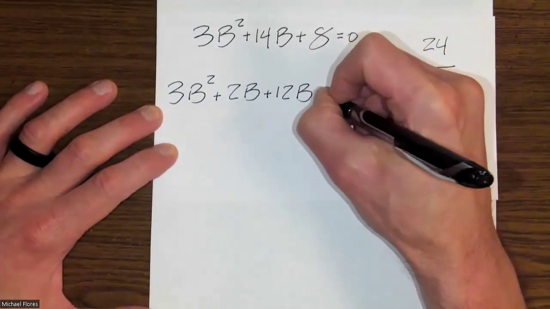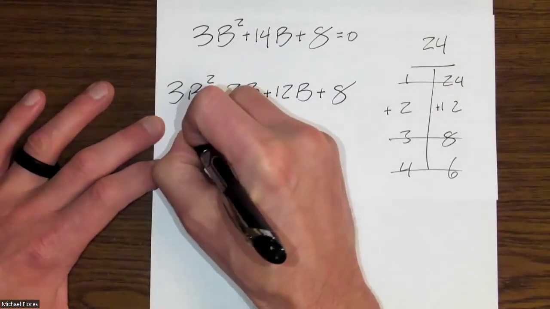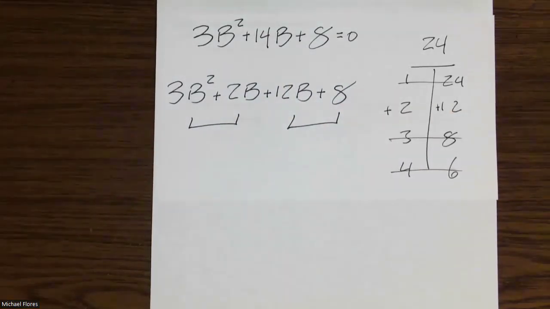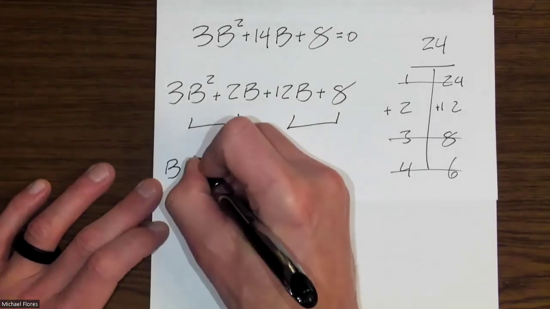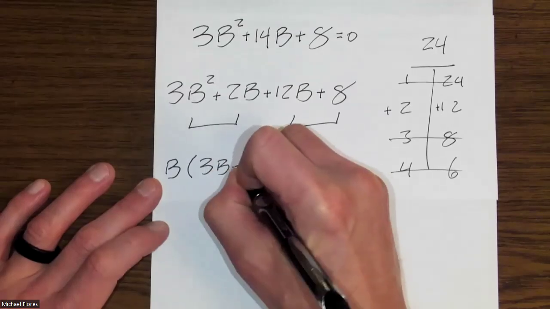And then end with plus 8. And I'm not going to worry about the equals 0 for right now. Group 1, group 2. We're about to factor by grouping. Out of group 1, we can factor out a b. And if you divide group 1 by b, that leaves us with 3b plus 2.